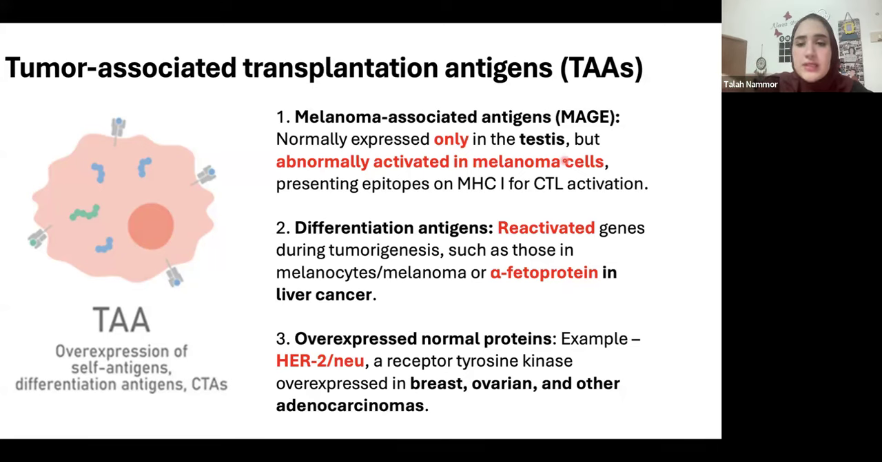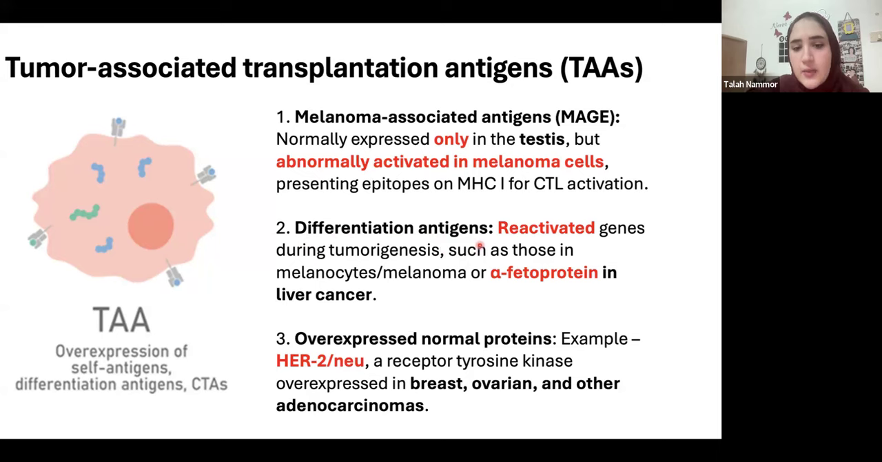Now, these melanoma-associated antigens, where are they? Specifically in the testes. But if these antigens leave the testes, or are expressed anywhere else, then we know we have something wrong. We know this means we have melanoma cells that are malicious, that are evil, they're abnormal. Okay. Another example is differentiated antigens.